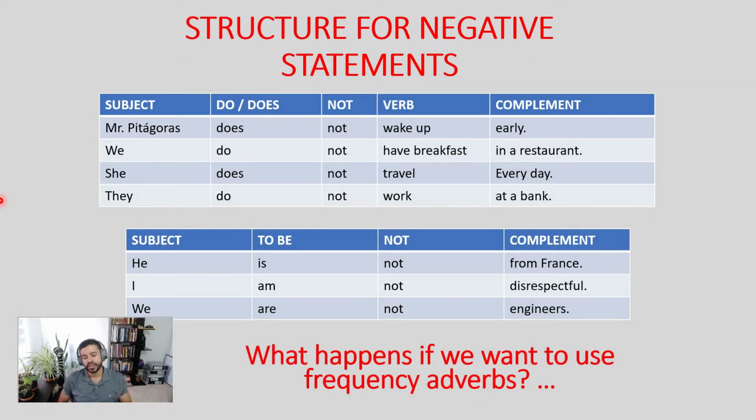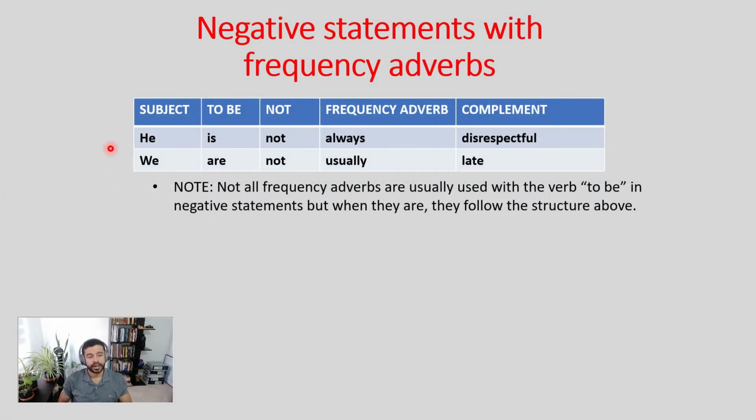What happens if we want to use frequency adverbs? Here are a couple of examples if we want to use frequency adverbs with the verb to be. He is not always disrespectful. We are not usually late. Something to have in mind is that frequency adverbs are not commonly used when we are using the verb to be in present simple. So it's not very common. That's why I only show a couple of sentences here.